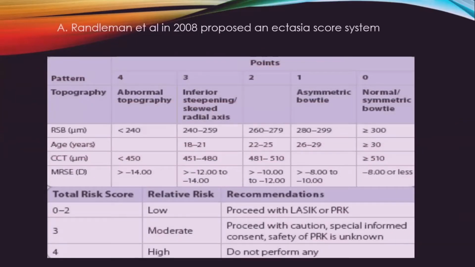So coming to the criteria that might predispose to post-Lasik ectasia, Randleman again in 2008 proposed an ectasia scoring system, and he was mainly concerned about 5 items. First, the topography with the different topographic patterns, and I'm going to go through each one. Then the residual stromal bed, the age, central corneal thickness, and the manifest refraction spherical equivalent.